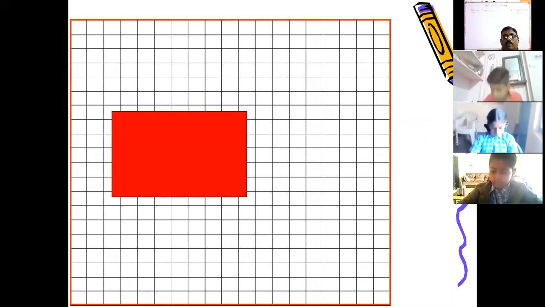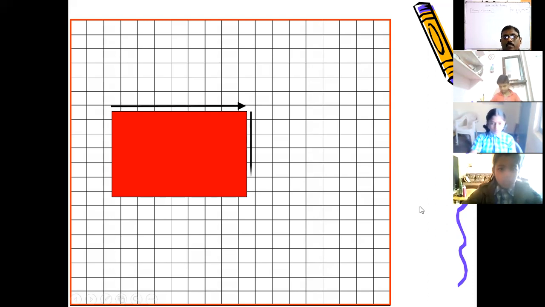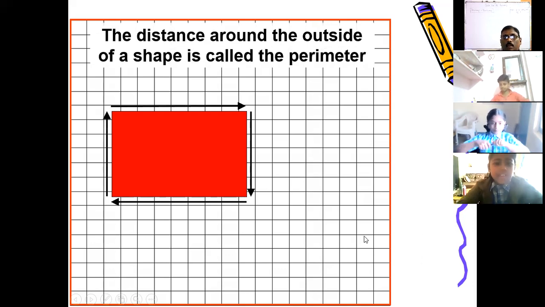Look at this. There is one rectangle in red color. We are going to find the perimeter of the rectangle. Perimeter means boundary. Boundary means sum of all 4 sides. What is the length of each side? It is not mentioned here. Let me see the measurements. What are the measurements? It is measured by scale. Sir, I guess it's 7. Wait. The distance around the outside of a shape, the boundary, is called perimeter.